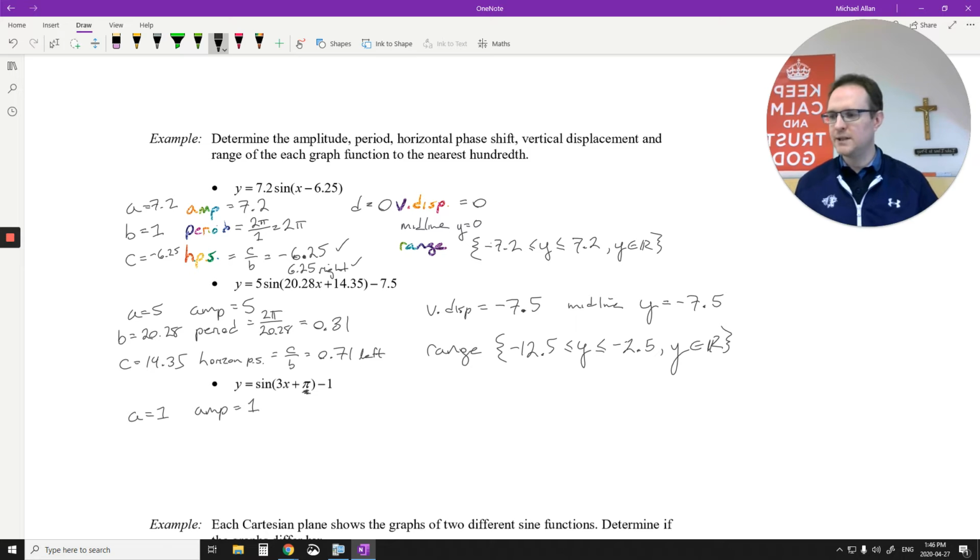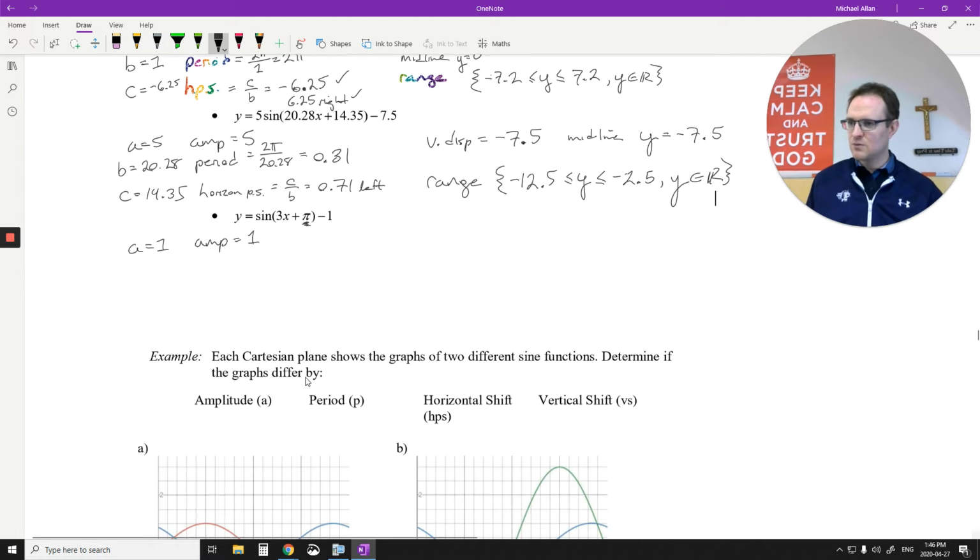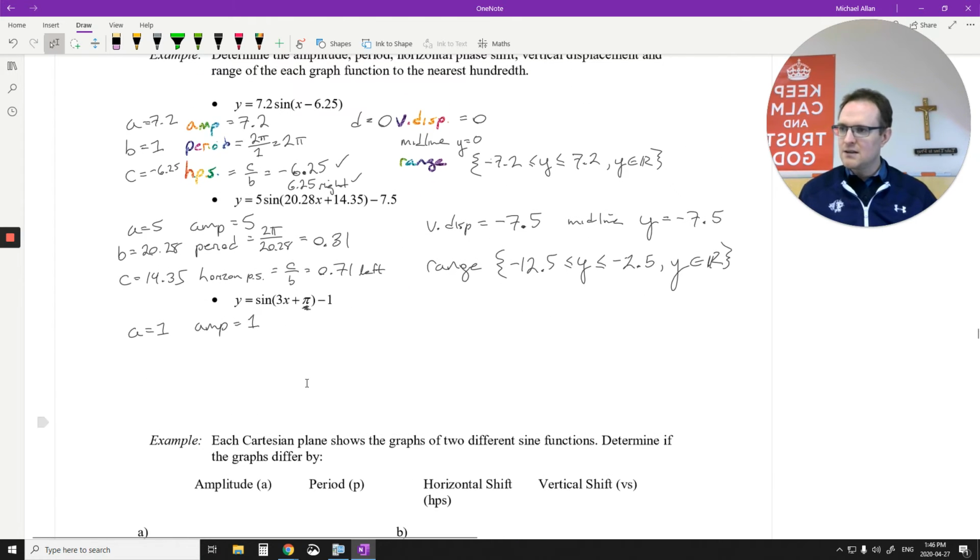There you go. Looking pretty good. Okay, so the last one here has a weird pi in there, but that's fine. I'm not too concerned about having that weird pi in there. Maybe I'll just try to leave that as an exact answer. So my b value is 3, my c value is pi, my d value is negative 1. So that means my period is 2 pi divided by 3.